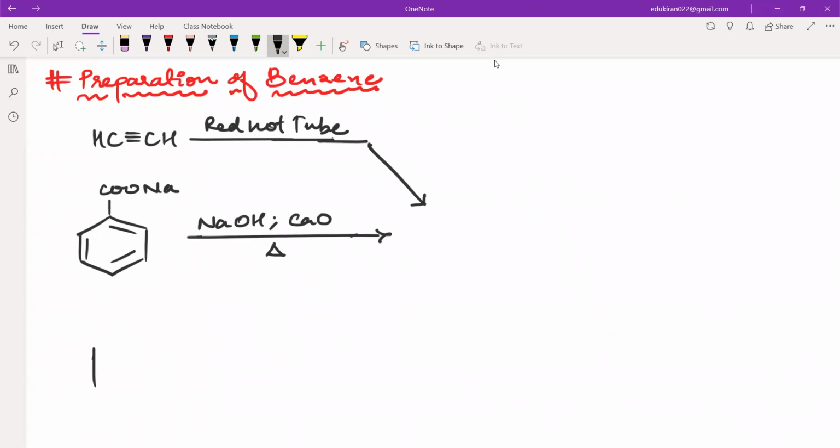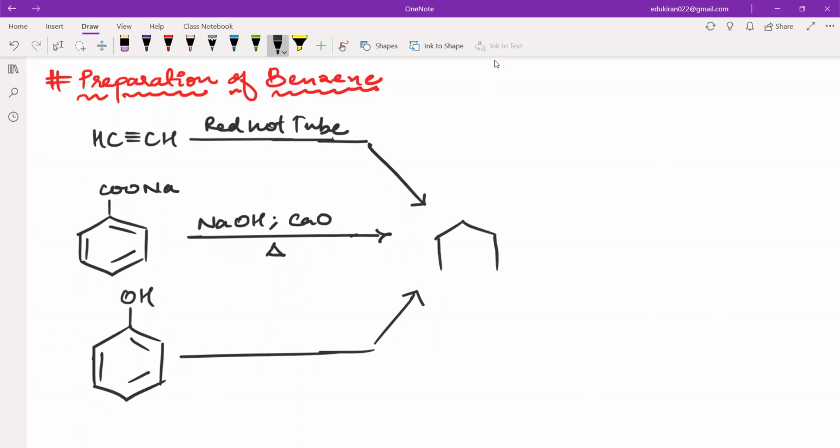Next is if you have phenol, and in phenol you just add zinc dust, you will be getting the benzene ring. So these are the three methods of preparation. You just add zinc to phenol, you will be getting a benzene ring. So there are only three methods of preparation, nothing else.